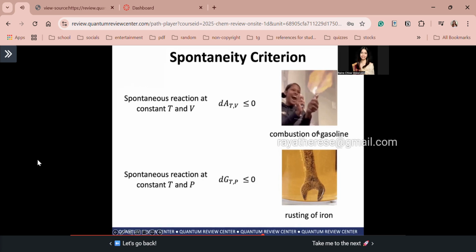Okay, and the example of this is the combustion of gasoline. Hindi ko rin alam, guys, kung saan ko nakuha yung example na yan. Okay, so this is just an example of the combustion of gasoline. Again, this is a spontaneous reaction at constant temperature and volume. Next, for a spontaneous reaction at constant temperature and pressure, the Gibbs free energy change must be less than or equal to 0. An example of this is the rusting of iron. So this is a spontaneous reaction at constant T and P.